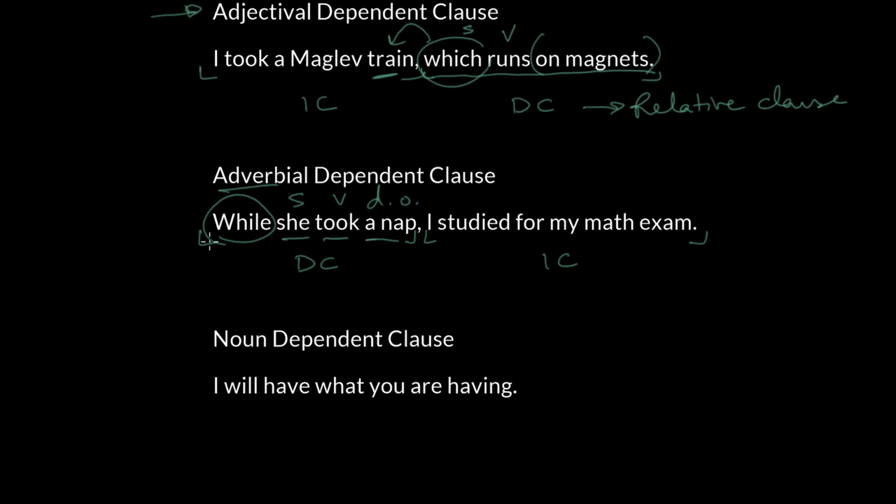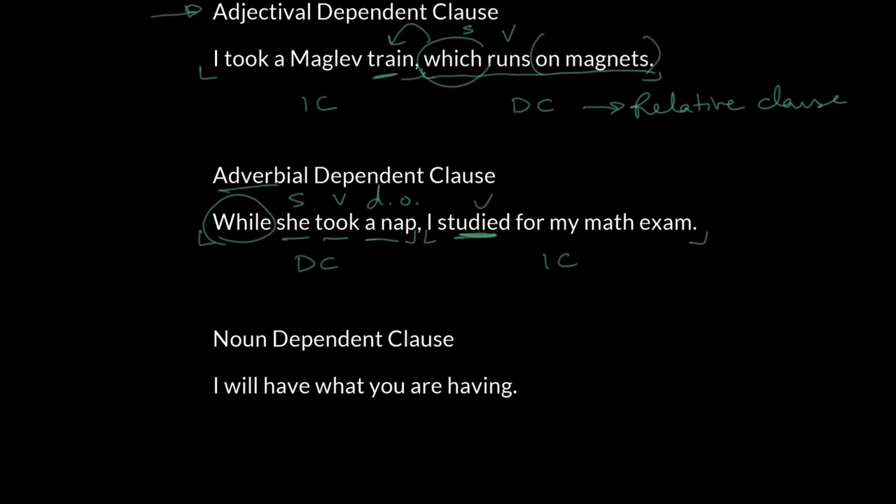Now let's think then about how this dependent clause relates to what comes later. If we look at the verb here in the main clause, studied, and we say studied when, right? Then we say, well, while she took a nap. So the dependent clause is telling something about when the studying takes place. And in that sense, it modifies the verb and it's acting like an adverb.